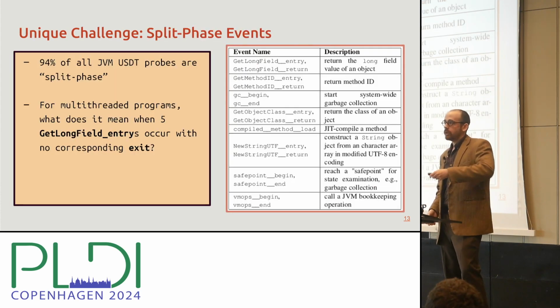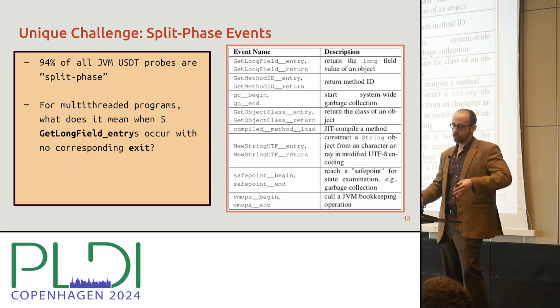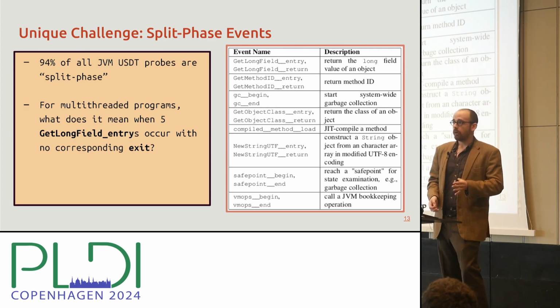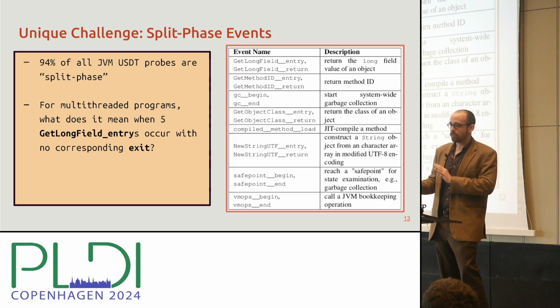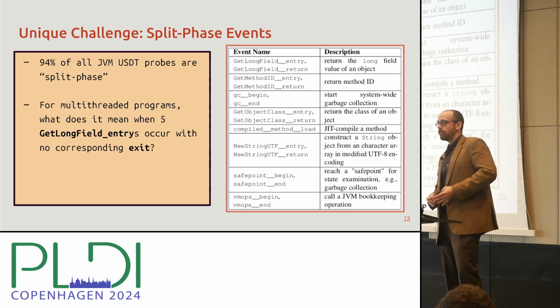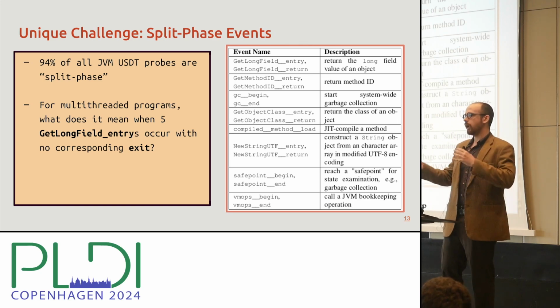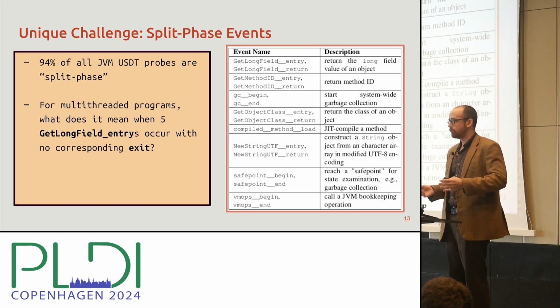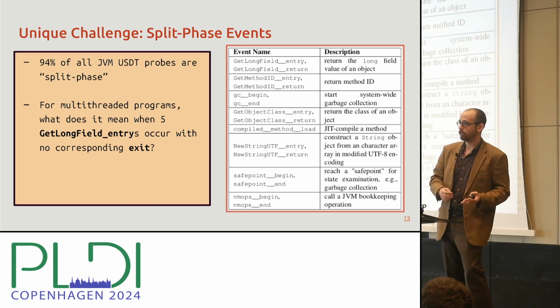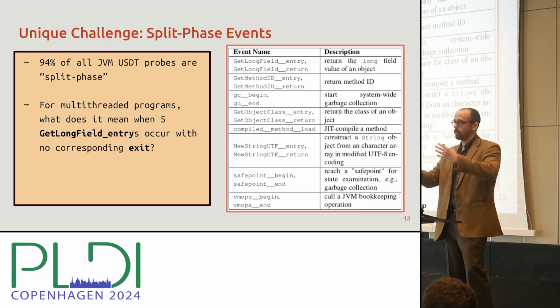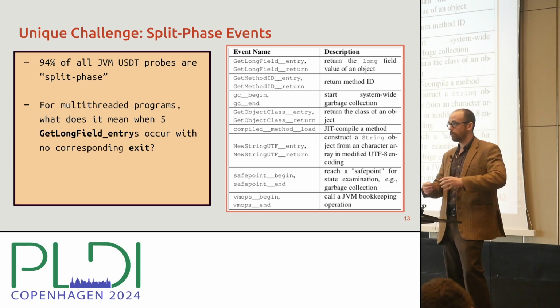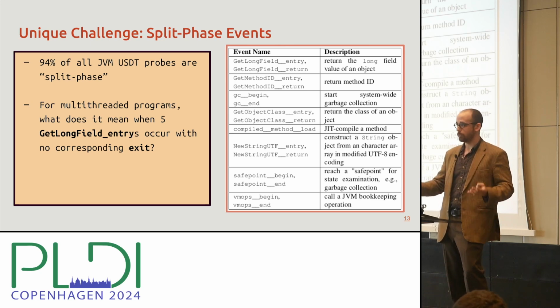Most of the probes that exist in the HotSpot JVM, 94%, are what we call split phase. So really, they look more like what's shown in this table, where we have events that have entry and return behavior. So we see get long field entry, get long field return. Whenever we step into getting a long field, that entry fires. When it finishes, it returns. Okay, so those are the probes that are initially exposed.